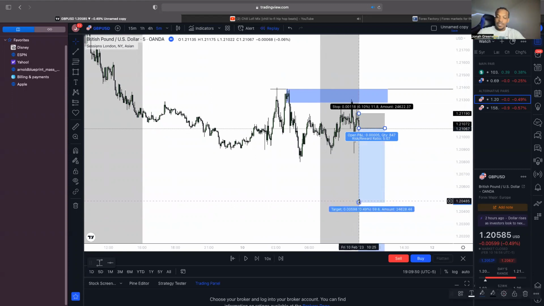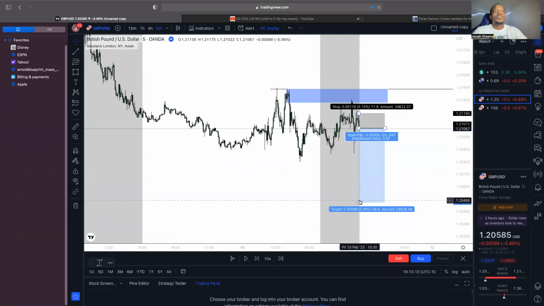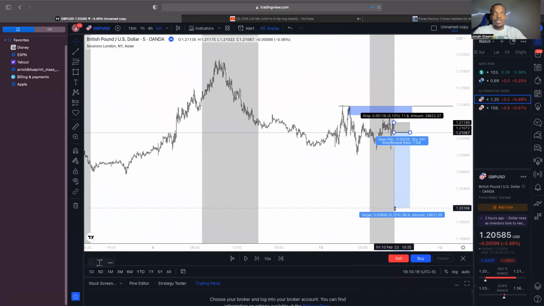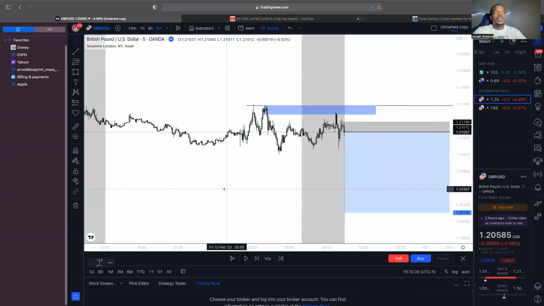Let me see where I took profit at, because I really could have swung this trade. 120 100. It's my TP. I think it was 120 100, I'm pretty sure it was. Yeah. We'll just leave it at 105, but that's 100. All right.